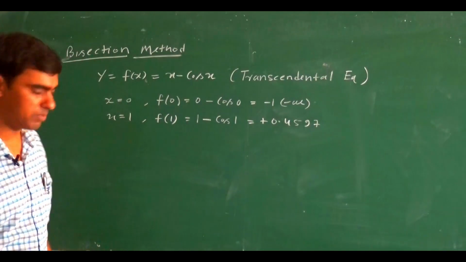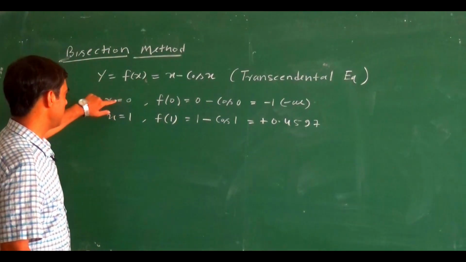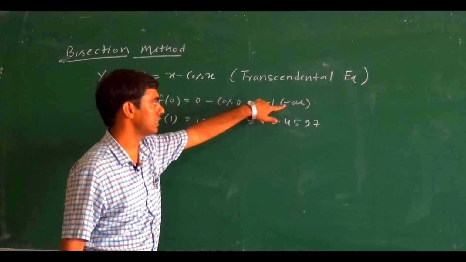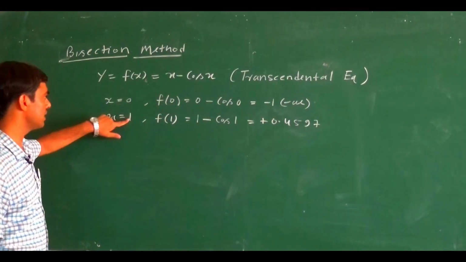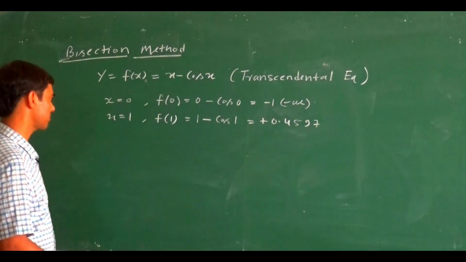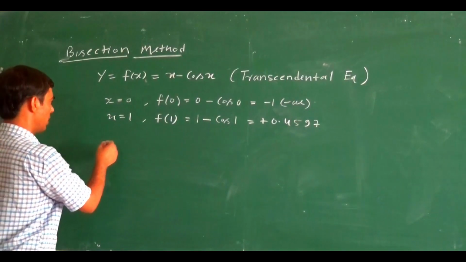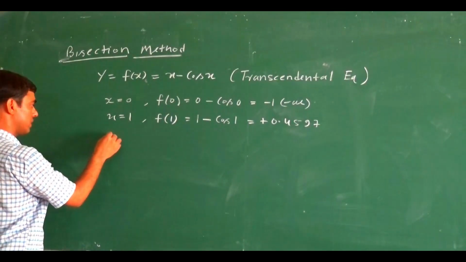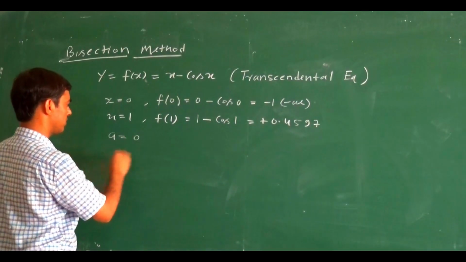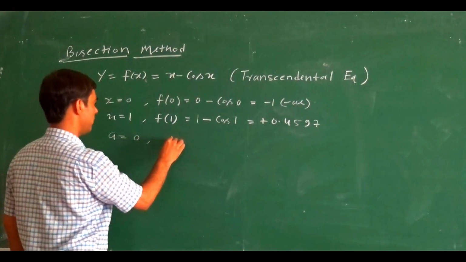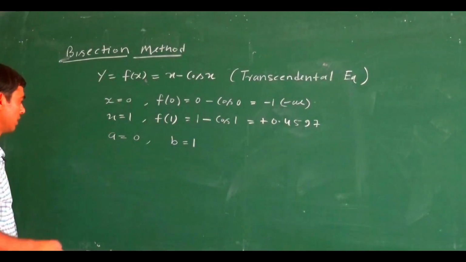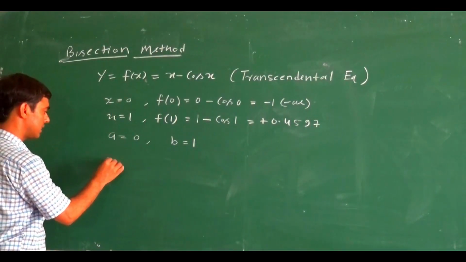Now we stop our search. Why do we stop our search? Because we are able to find a point where the value of the function is negative and another point where the value of the function is positive. So here we write a equal to 0, where the value of the function is negative, and b equal to 1, where the value of the function is positive.